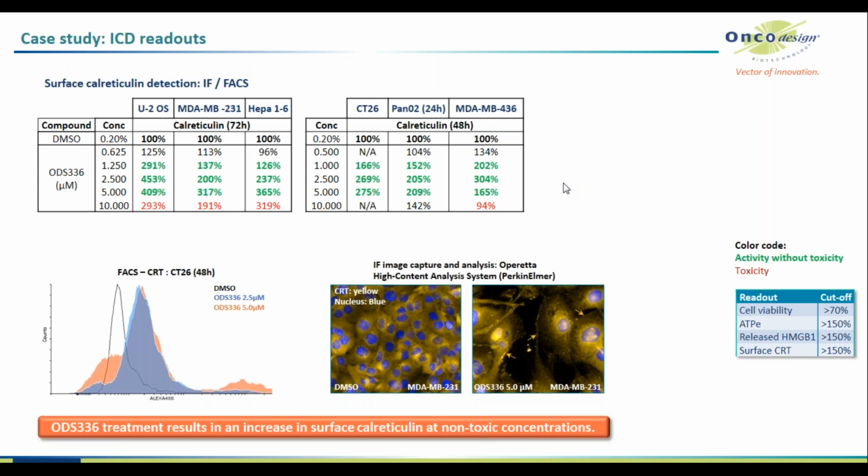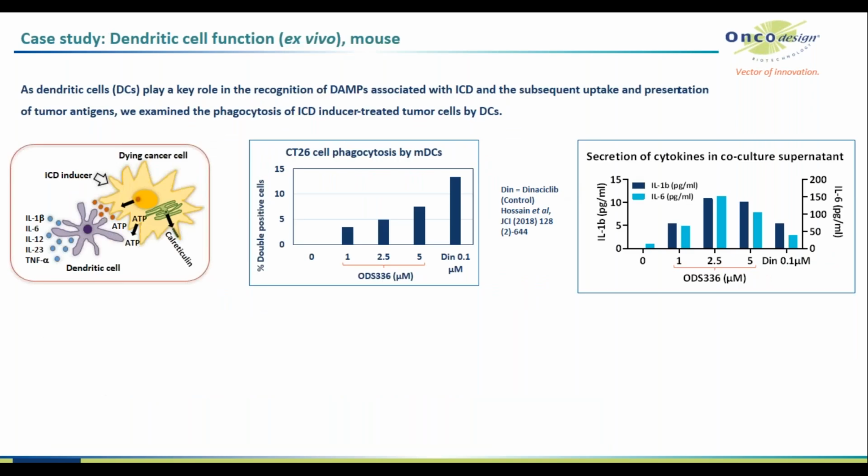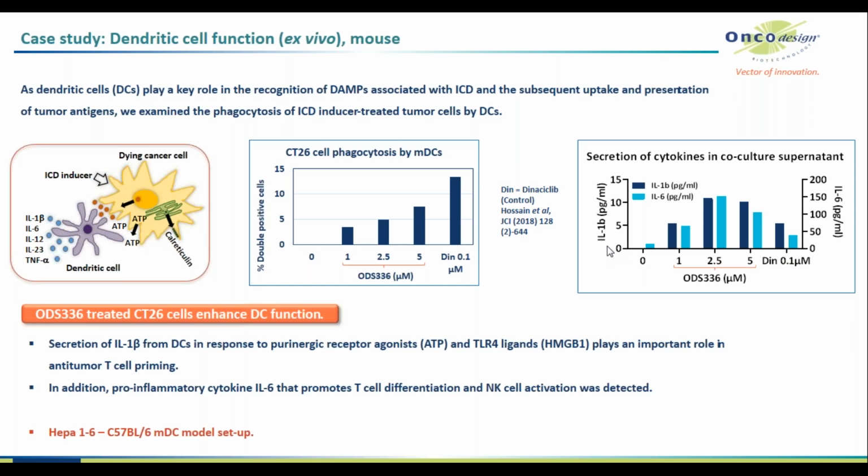that resulted in an increase in these different signals for ICD. So we went further and said, okay, that's great. It can show the release of HMGB1, calreticulin at the surface, and secretion of ATP. What about activation of dendritic cells? So we went ahead to perform the co-culture experiment, and we found a dose-dependent increase in the double positive cells that were treated with ODS 336. And at the same concentrations, we could see a nice increase also in the cytokines IL-6 and interleukin-1 beta. So ODS 336 treated CT26 cells enhanced DC function.